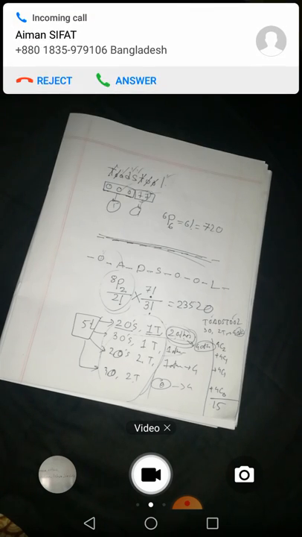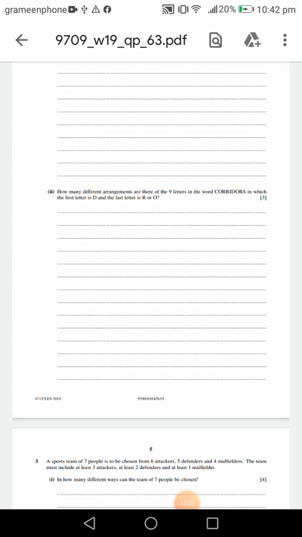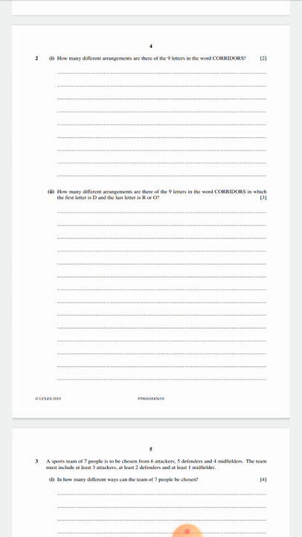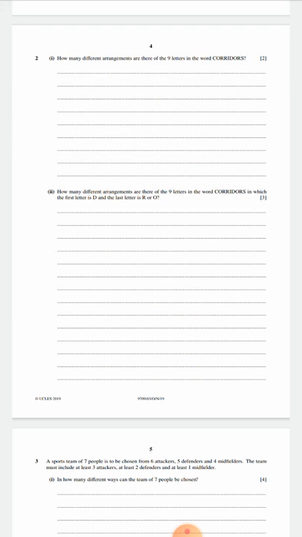Now let's go to the next variant. Here we go. This is October November 19 variant 63. Question number 2 is the permutation and combination. Let's begin. How many different arrangements are there of the 9 letters in the word corridor?